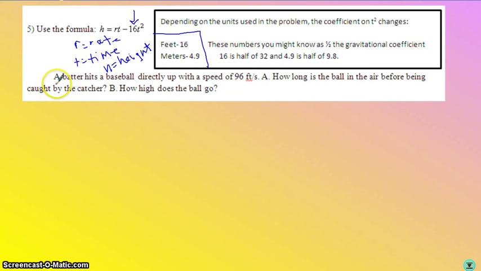So we have a question. A batter hits a ball directly upward with a speed of 96 feet per second. How long is the ball in the air before being caught by the catcher? How high does the ball go?